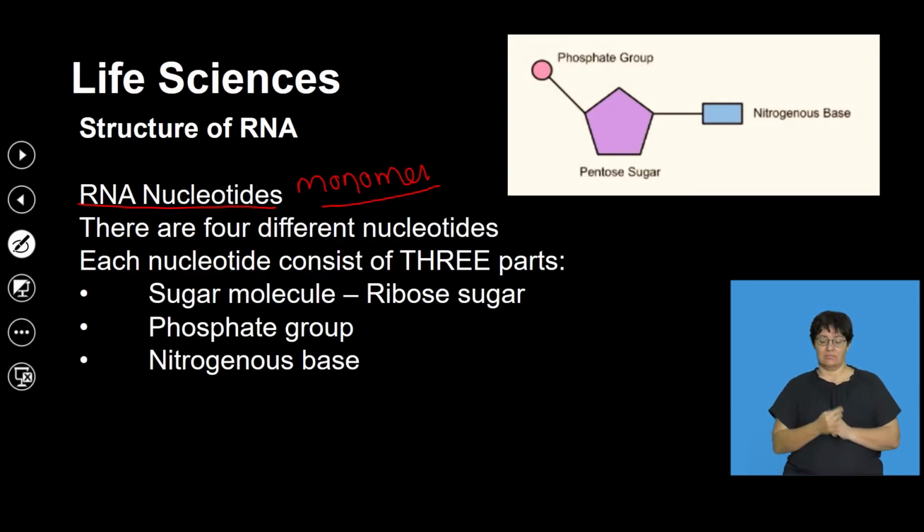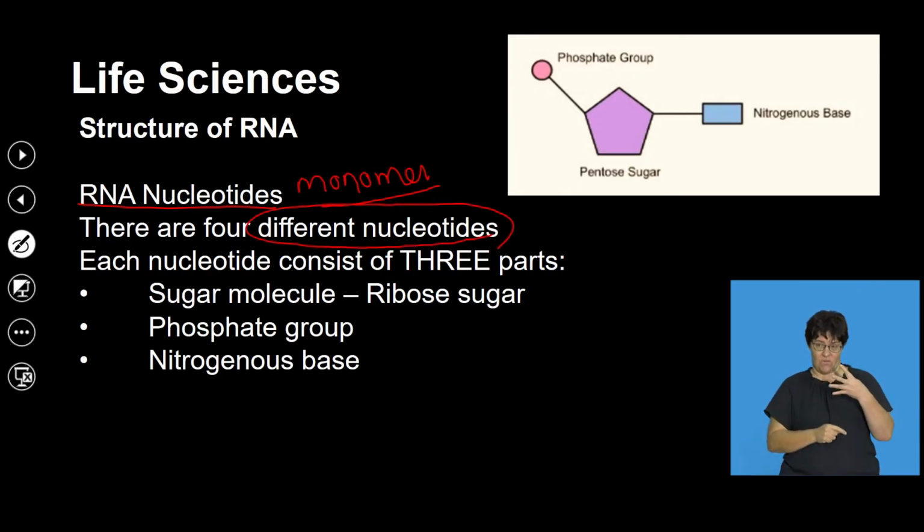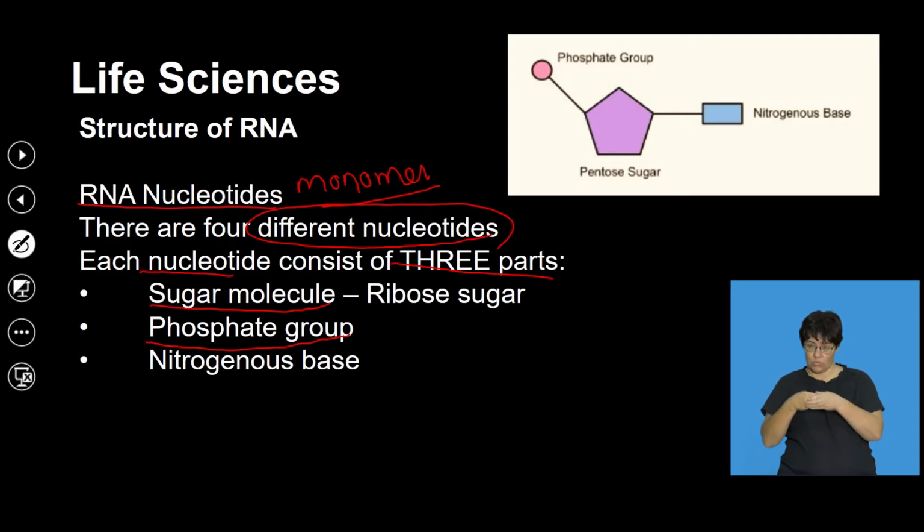Each of these contains 4 different types of nucleotides. Each of these nucleotides consists of 3 parts, and I'll go through these. So an RNA nucleotide has a sugar molecule, a phosphate group, as well as a nitrogenous base. We do know that DNA has a similar structure.